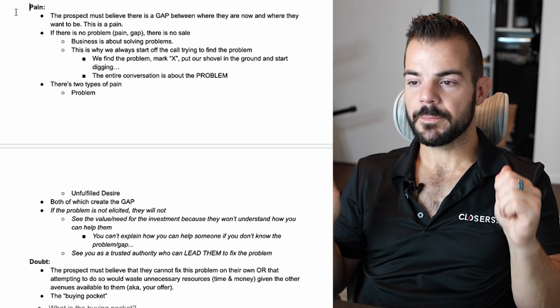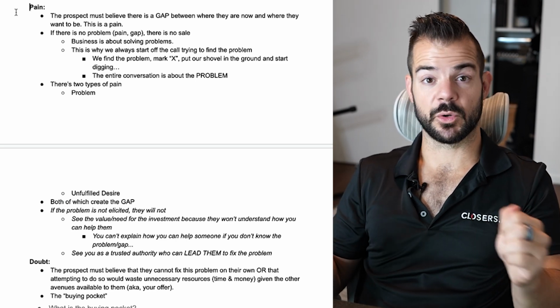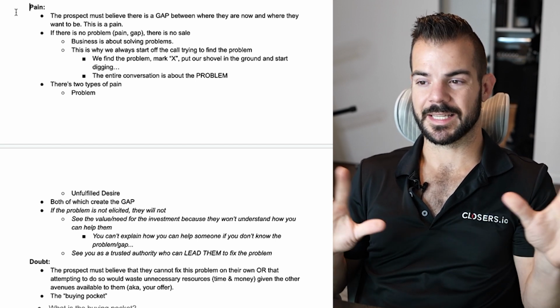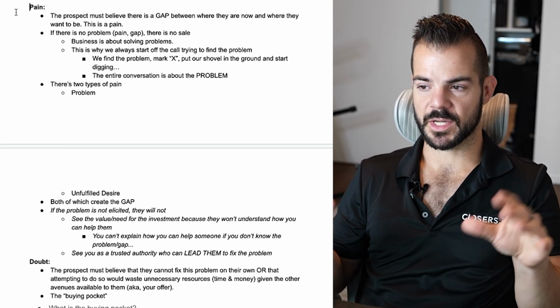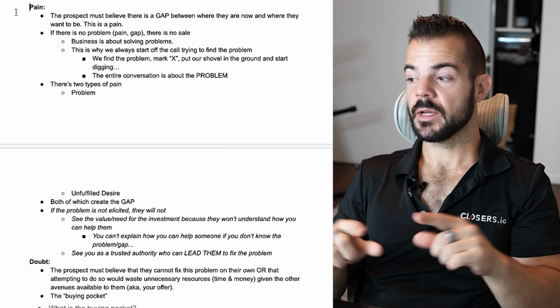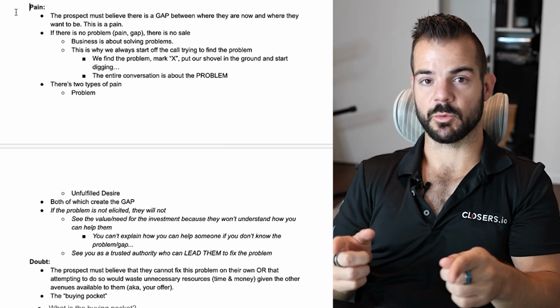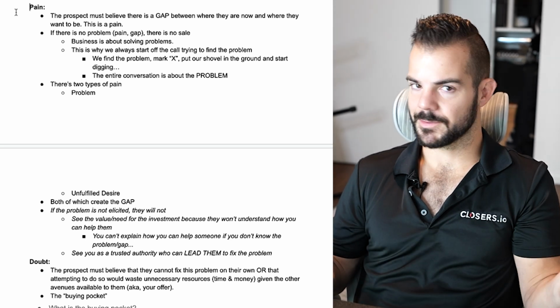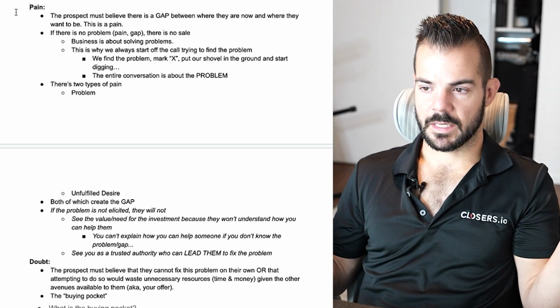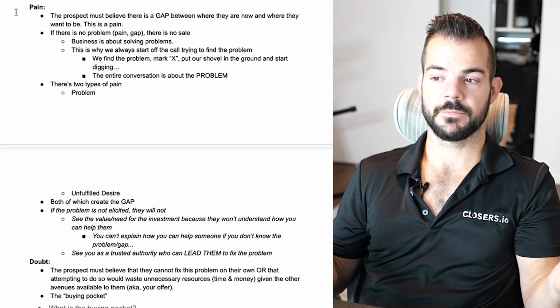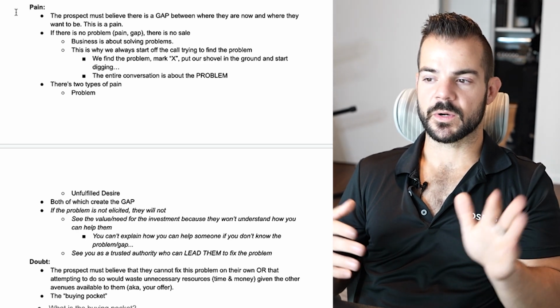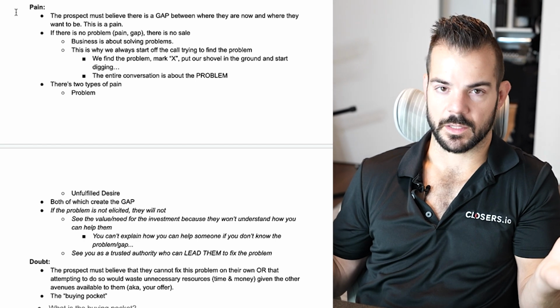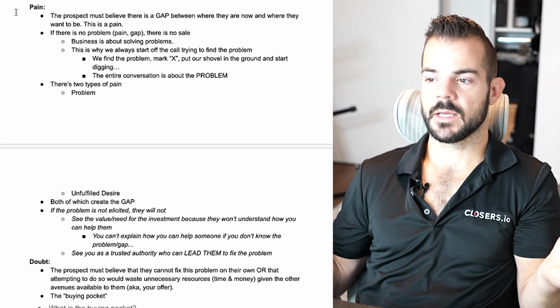So what objection do we get if we don't elicit pain, right? If we don't listen to the gap, if we don't elicit the problem or the unfulfilled desire, what objection do we get? Remember, any objection you can get can be tied back to one of these 7 things. So this one's very, very simple, okay? If the pain is not elicited, they will not see the value or need from the investment because they don't understand how you can help them, okay?